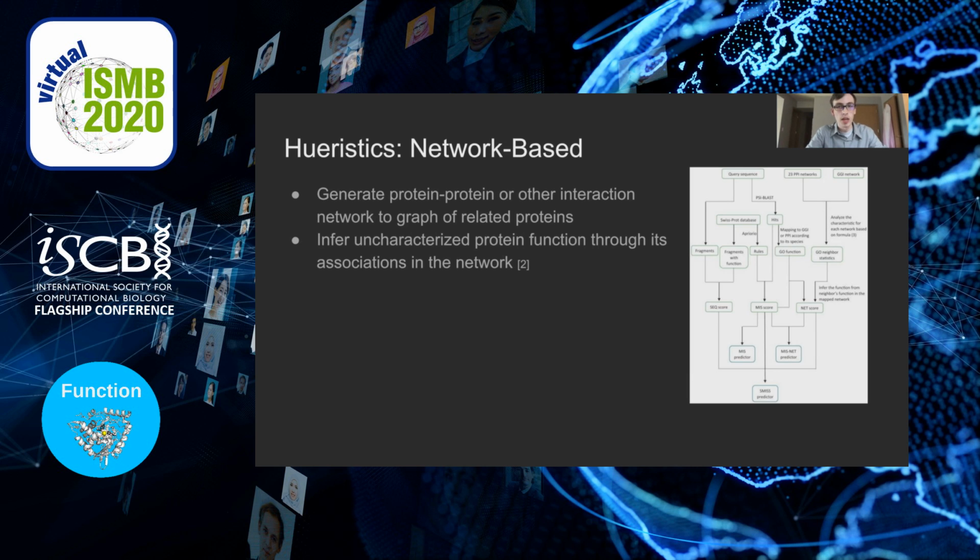Next, we have the network-based method. And here we generate protein-to-protein or other interaction networks to graph related proteins. And so then we can infer uncharacterized protein functions through the unseen protein sequence's associations in the network. And to do this, we are going off the guilty by association method. So anything that is closely related, or a new sequence that is closely related to a group of proteins which have certain functions, will automatically get assigned functions that relate to that group.